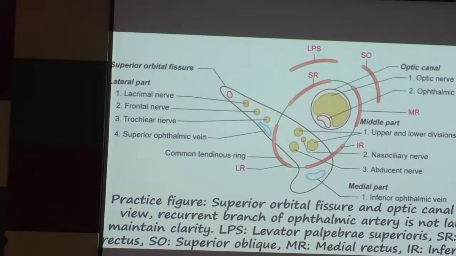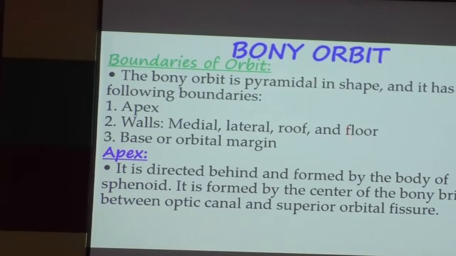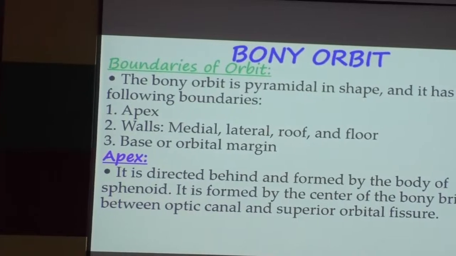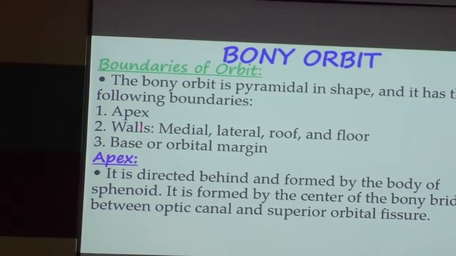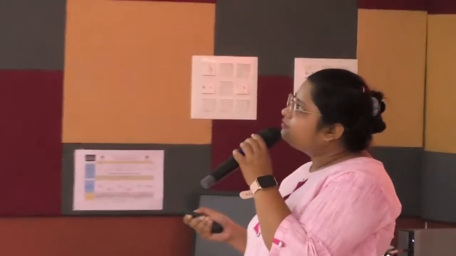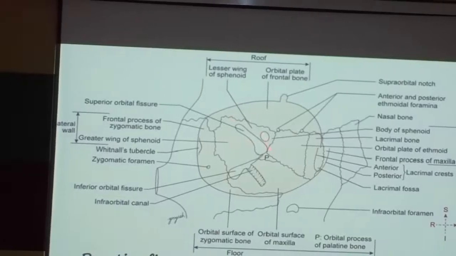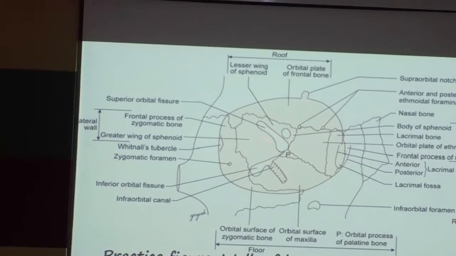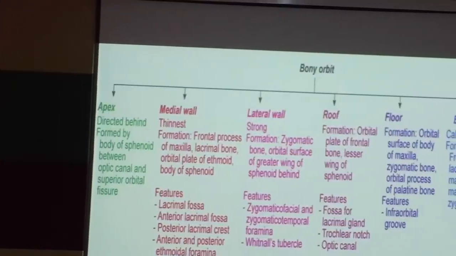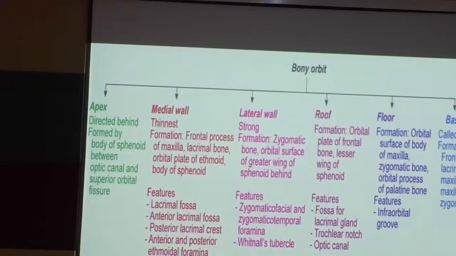Okay. Next we go to the bony orbit. The bony orbit is pyramidal in shape and it has the following boundaries. It has an apex, a base or orbital margin, and four walls: medial wall, lateral wall, roof and floor. Apex, now we discuss. This bony wall between these two structures is forming the apex of the orbit. These are the different walls formed by different bones.